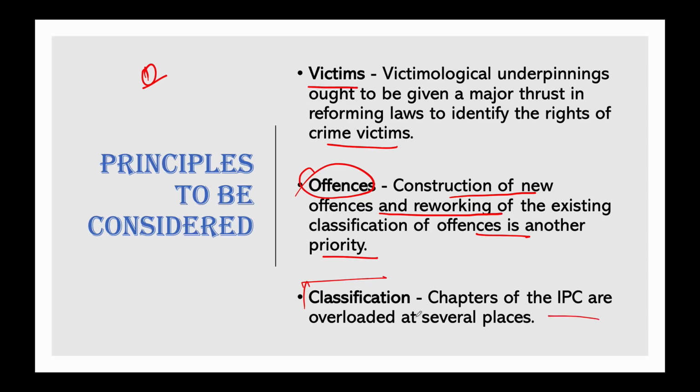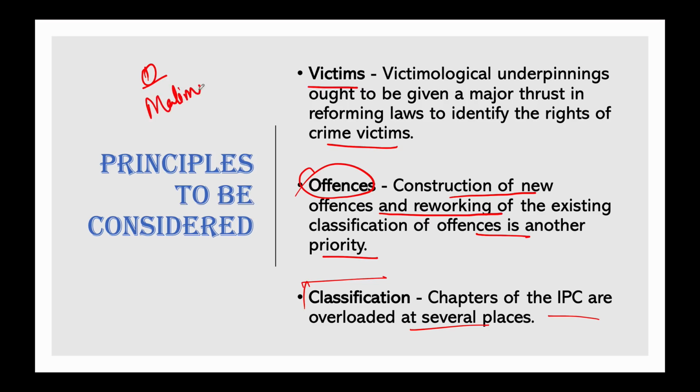Chapters of IPC are overloaded at several places. It is unnecessary to have hundreds of sections in the category of property offences. The scheme of chapters and classification of offences can be drastically reworked. Offences like criminal conspiracy, sedition, offences against coin and stamps, they must be abolished or replaced now because there is no need. Even the chapters on offences against public servants, contempt of authority, public tranquility, and trespass can be redefined and narrowed. New offences under a fresh classification scheme, like those which were suggested by the Malimath Committee.